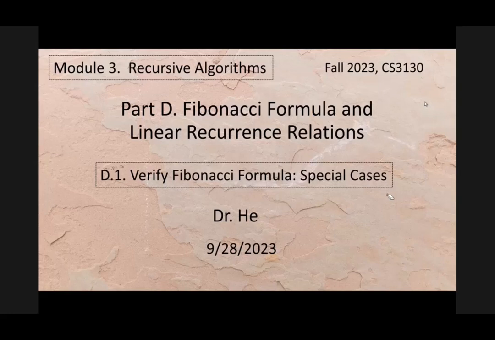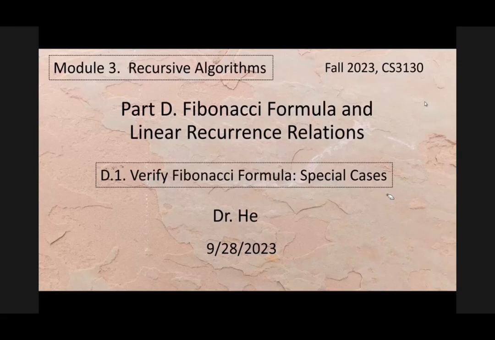Remember the last time at the end, I gave you a formula, the Fibonacci numbers formula using the golden ratio representation. I call it a magic formula because nobody can guess that formula. The question is, how do you know the formula is correct? How do you know it? Right? You need to prove it.